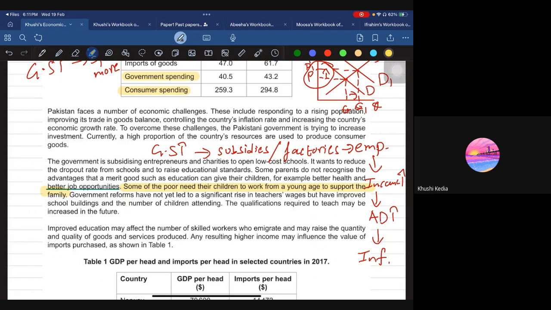Now let's just see how cruel the examiners are. I show you this.